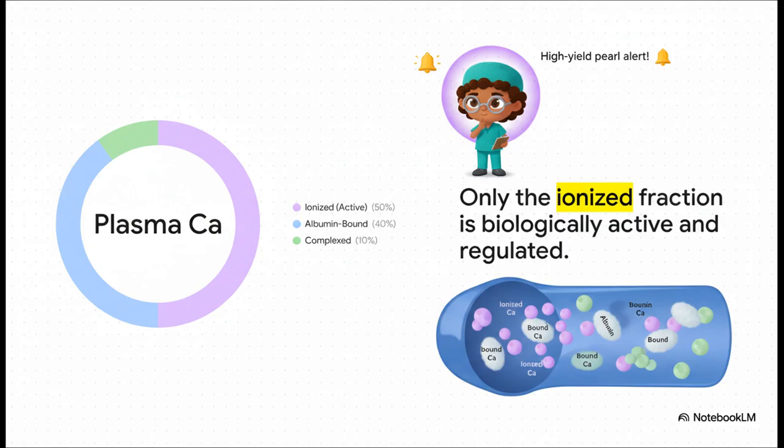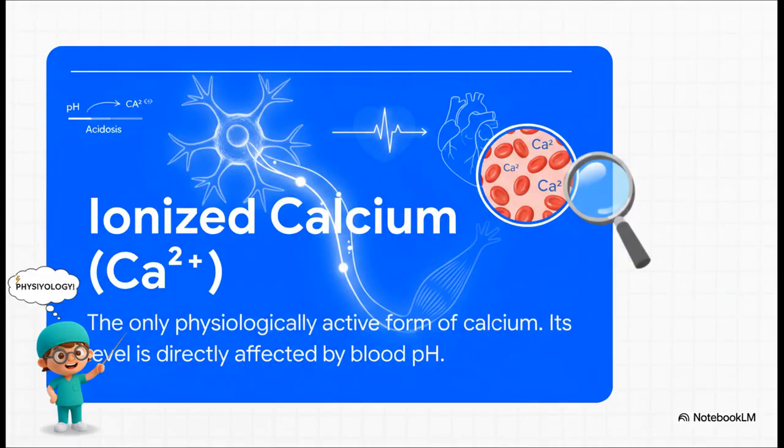This is a huge deal, especially in the ICU where patients have low albumin all the time. You just can't trust the total calcium number. You've either got to check an ionized level directly or you do the correction. For every point the albumin is below 4, you add 0.8 to the total calcium. And this right here is exactly why that ionized number is king. It's the only fraction that actually matters for nerve firing, muscle squeezing, and blood clotting.